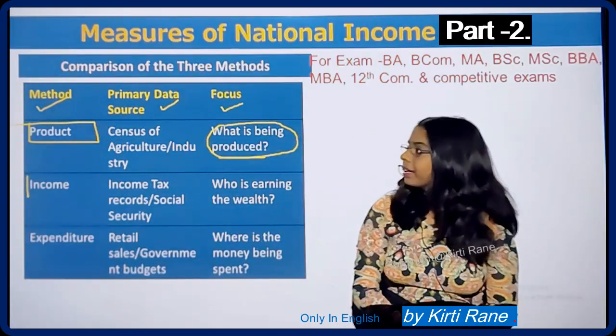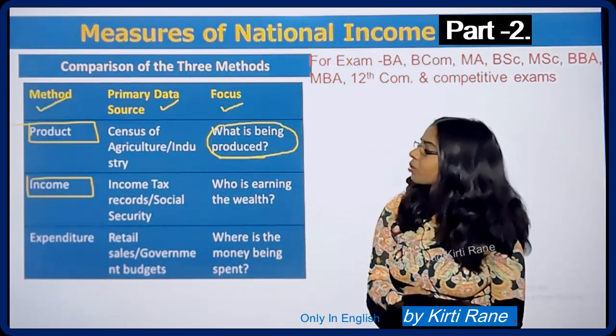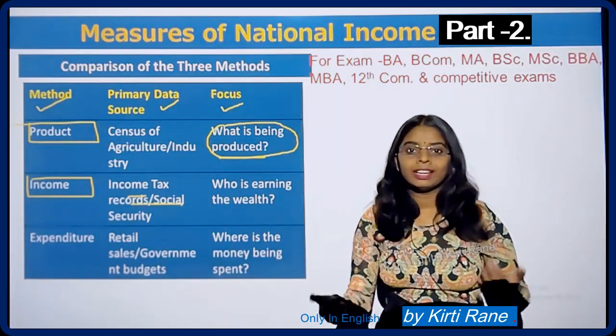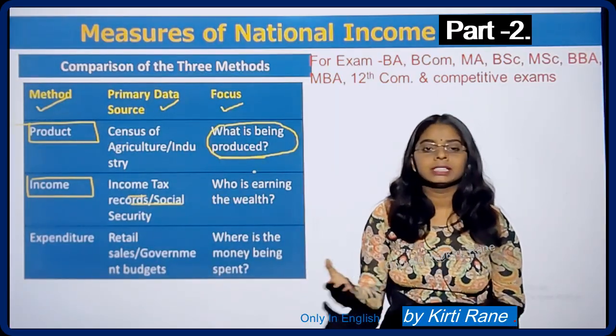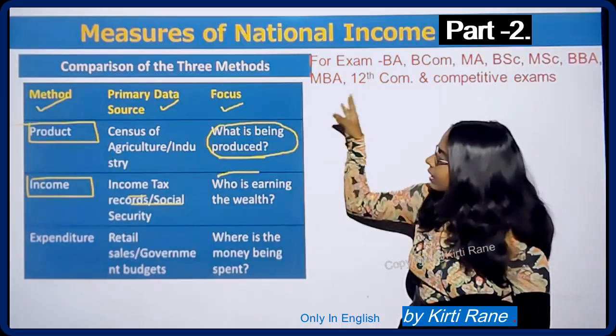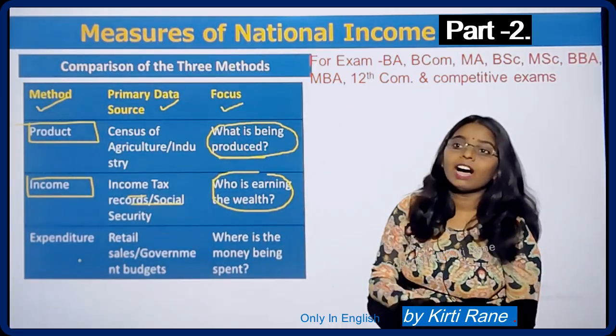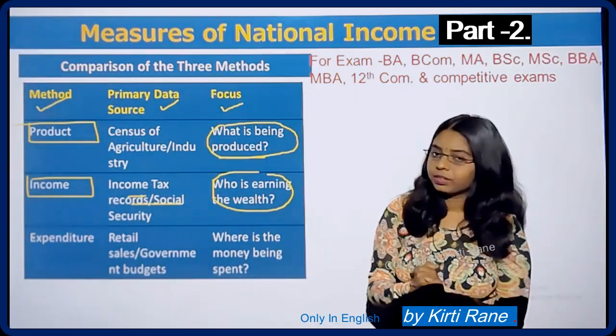Next is the income method. Its primary data source would be the income tax record or the social security, because from there we know exactly how much a person has earned and in what ways they have earned. What does it focus on? Who is earning the wealth, and how can we add it all up to find out the national income.